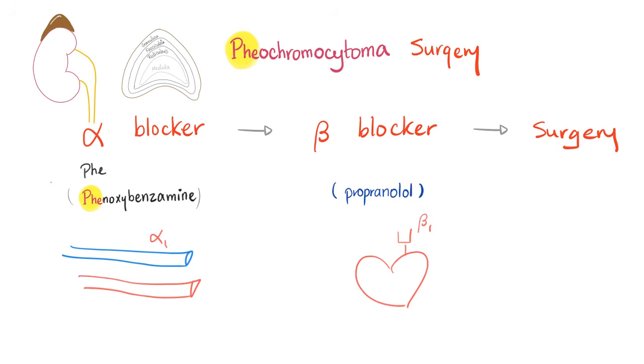The super high blood pressure can kill the patient, or the reflex bradycardia can kill the patient. So you need to do this in this order.